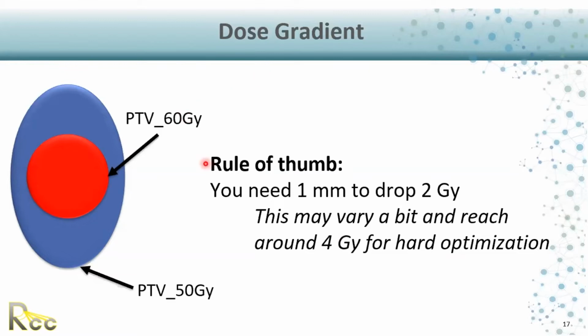So let's say I have BTV 60 here and I have BTV 50. What's the difference between them? 10 grays, right? So according to this, I need 5 millimeters to drop from 60 gray to 50 gray. This is the normal one. But if I put, let's say, more hardness on my optimization, then I can reach 4 gray per 1 millimeter. So I need 2.5 millimeters to drop the dose from 60 gray to 50 gray. And this is very important, especially for head and neck cases. You need to use this.